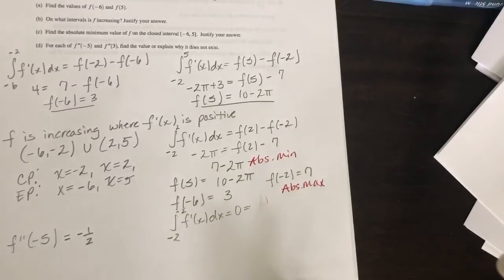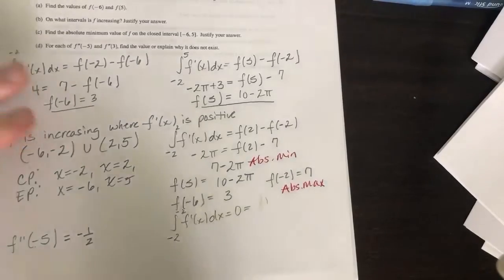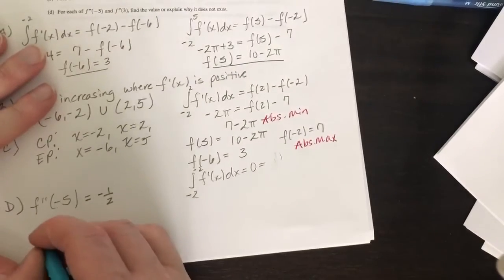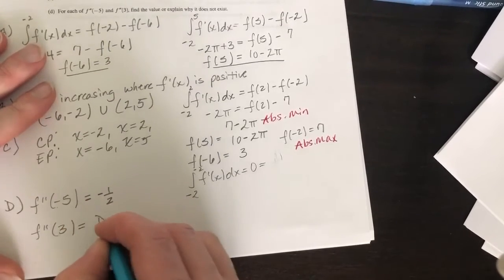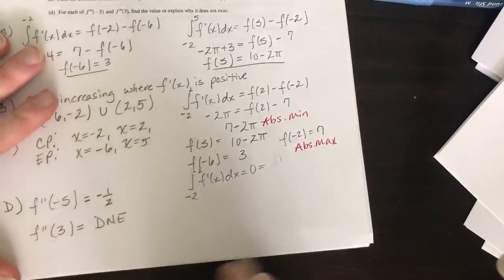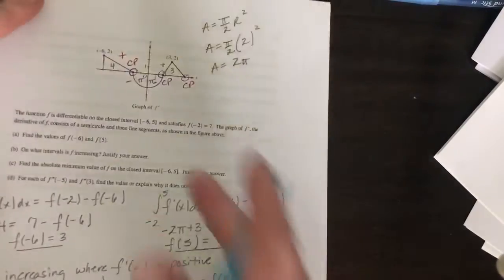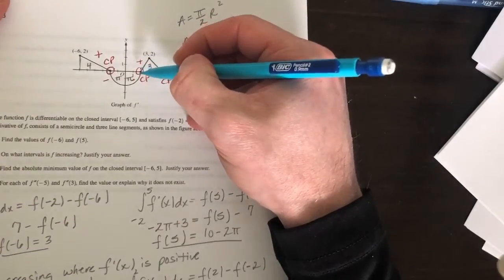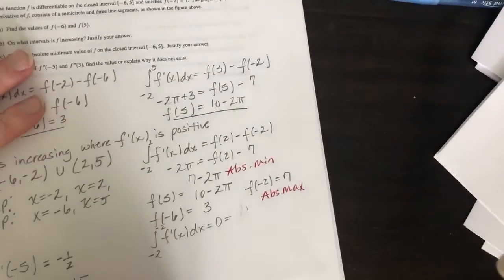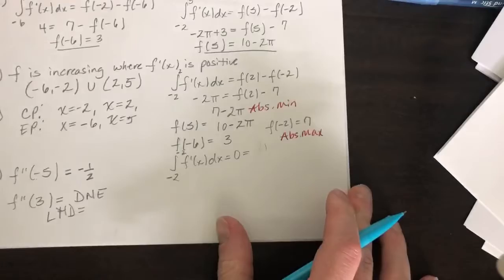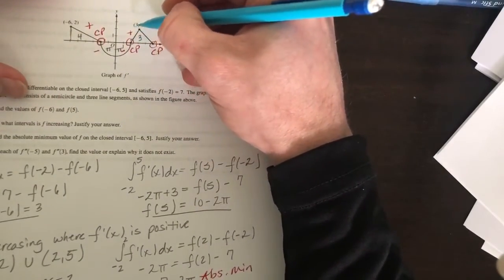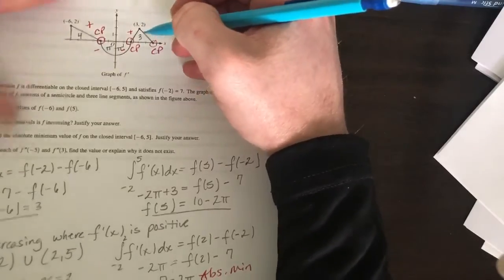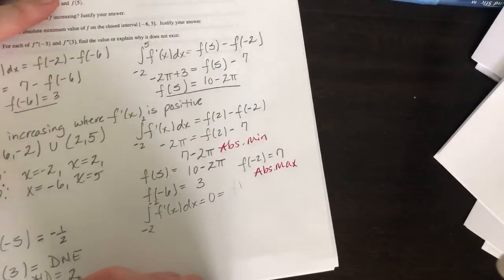If I want to find the slope at 3, the slope at positive 3 does not exist. Let's go through why. Your left-hand derivative is going to be up 1, 2, and over 1, so it has a positive 2 slope.